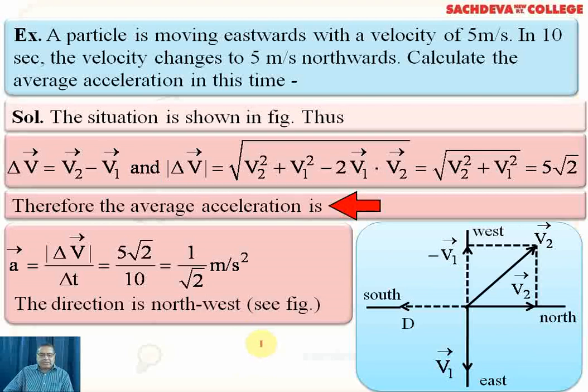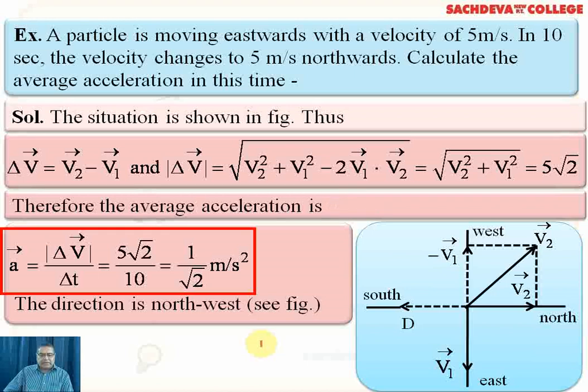Therefore, the average acceleration, delta V by delta t, we put up the values 5 root 2 divided by 10, because it is given that the variation is taking place in 10 seconds. So the net amount will come to 1 over root 2 meters per second. We can rationalize the number also, but otherwise acceleration is 1 over root 2 meters per second square.